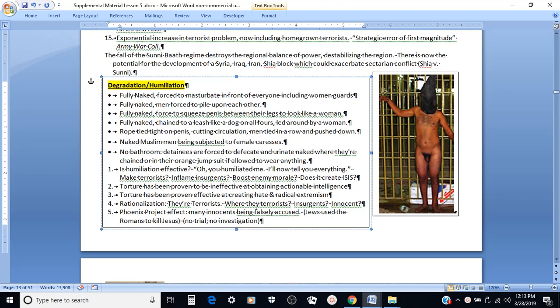Now the rationalization, people rationalize this easy, right? Oh, they're trying to kill us, right? Man, we go in their country, try to kill them, right? Or running the show. They're going to say, well, they're terrorists. Well, were they all terrorists, right? Or were they insurgents, right? Fighting us because we go and invade their country. And many of them were innocent. And then you have problems with it, like the Phoenix Project effect, where many innocents are falsely accused, right?